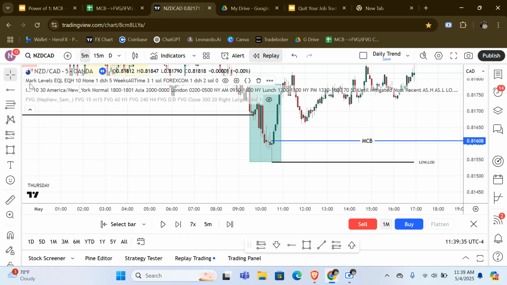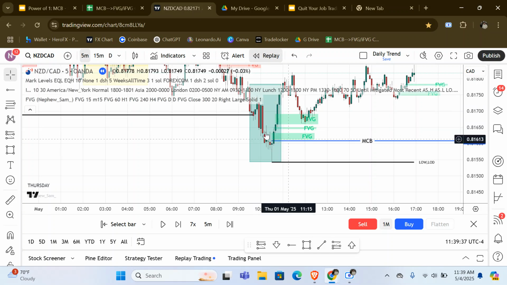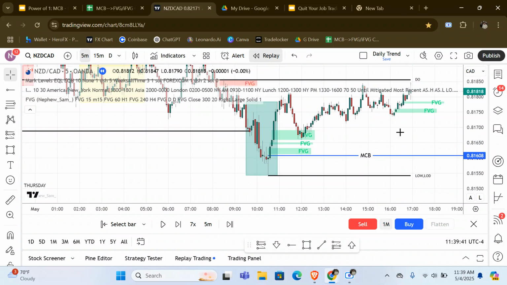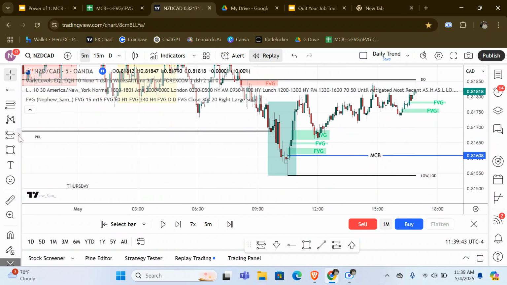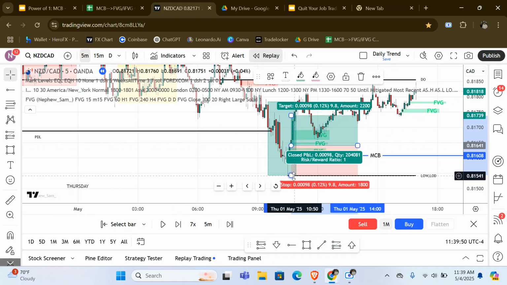Now let's bring up our fair value gaps. And there's our green fair value gap right there. Sometimes it'll happen in rapid succession, and you'll just get them back to back. So let's see. Our entry could be here on this candle's open. Look at that stop loss.